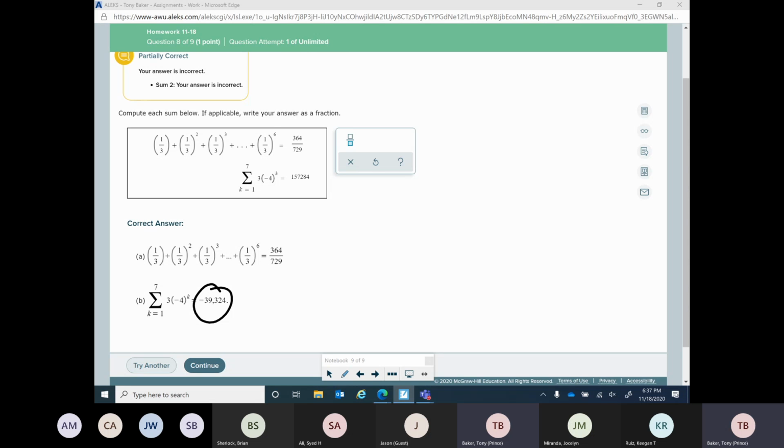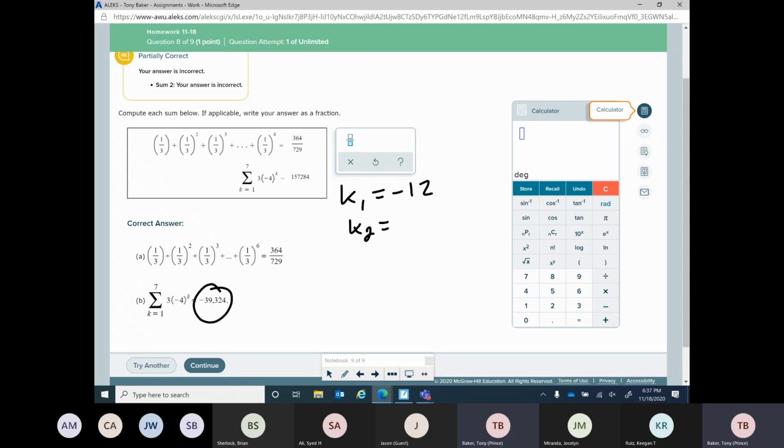All right, so I'm actually going to do this one out because I'm trying to figure out how they got 8. So when k is 1, this is how we actually work through things sometimes. K is 1, we get negative 12. K2, we get negative 16. 3 times negative 4, 2. So 48.